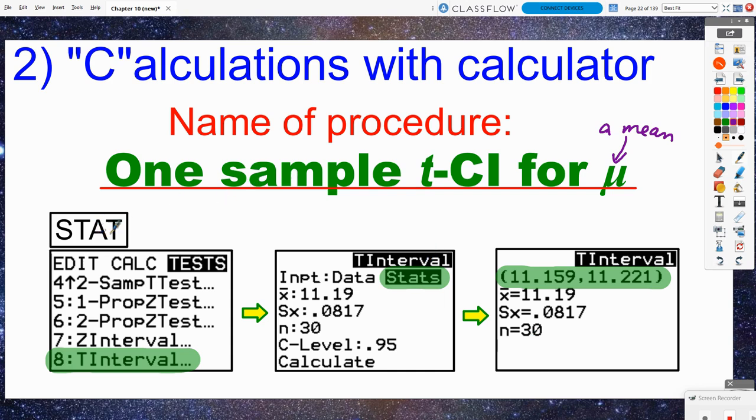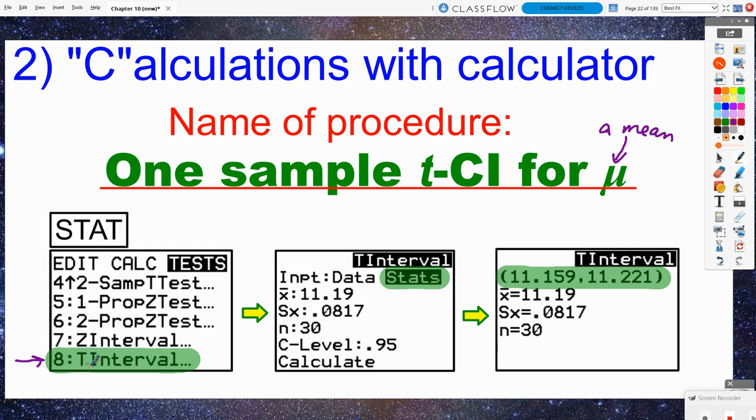So if you press stat, go over to test, start scrolling down, we are predominantly going to use this number 8 option, just a t interval. Notice there is no one t interval like there was for, let's say, a one prop z int when we did proportions. So you're not going to see mean used at all to describe a calculator command for a mean. If it says prop in it, then you know it's going to be a proportion problem. But if it doesn't say prop, then that's your hint that it's really going to be for a mean for the most part. Now again, if it happened to be a z confidence interval, then you would technically use option 7.